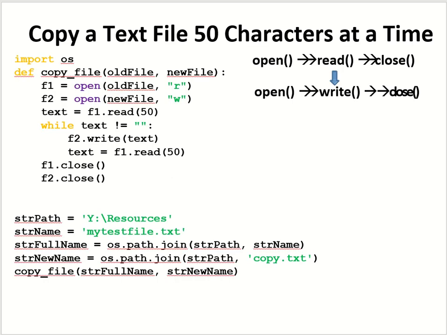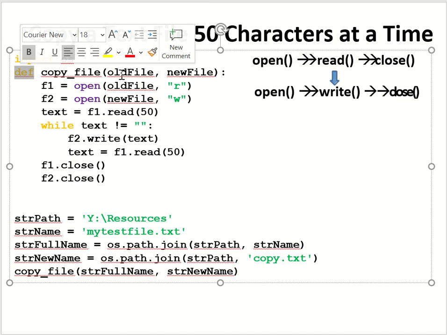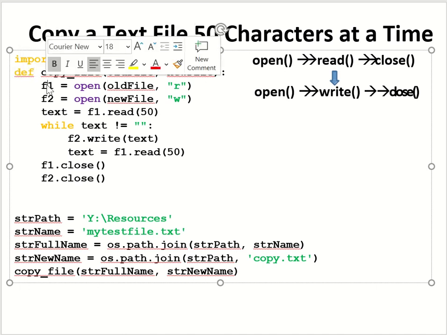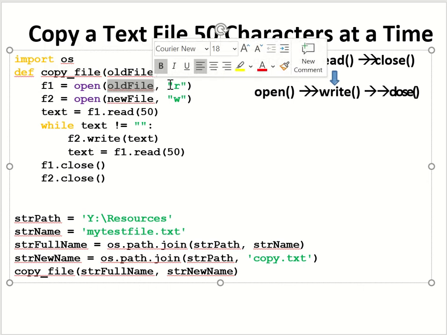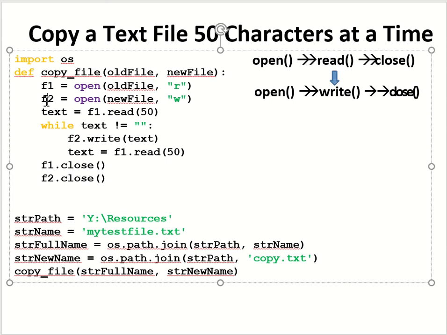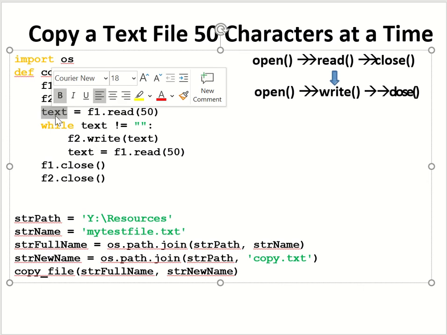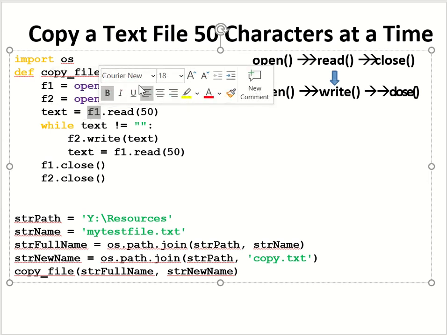So we'll skip these. So this code here defines a function called copy file, which takes 2 parameters, the old file and the new file. F1, that file object, is going to be the existing old file, opened in read mode. F2 is going to be a new file, opened in write mode. Then a variable called text is going to be F1, the old file, dot read 50. So the first 50 characters are going to be read.